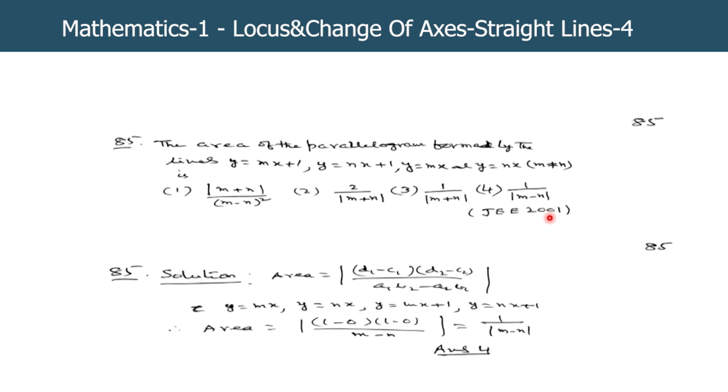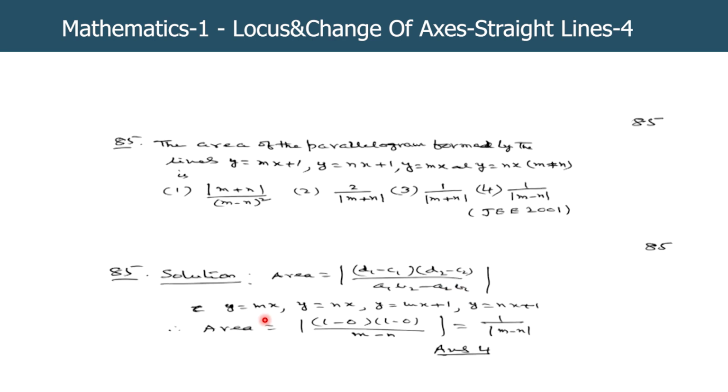Okay, and we know that the area of a parallelogram whose sides are a1x + b1y + c1 = 0, a1x + b1y + d1 = 0, a2x + b2y + c2 = 0, and a2x + b2y + d2 = 0 is nothing but the modulus of (d1 - c1)(d2 - c2) / (a1b2 - a2b1).